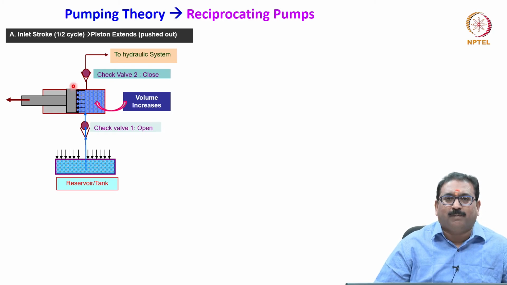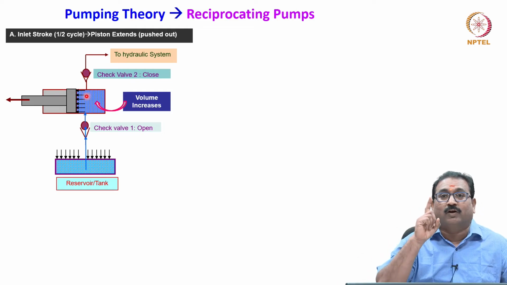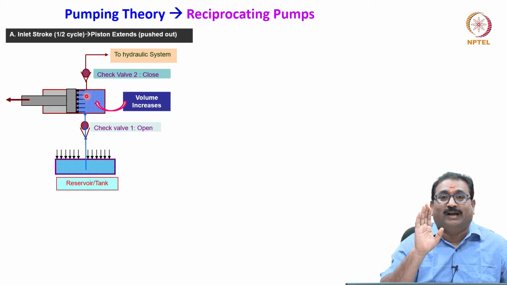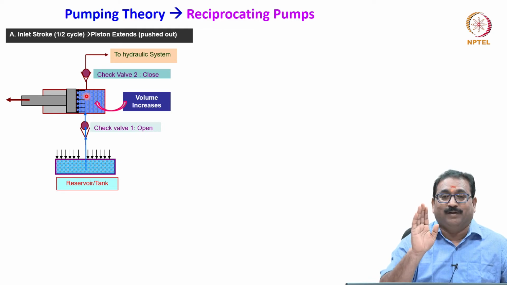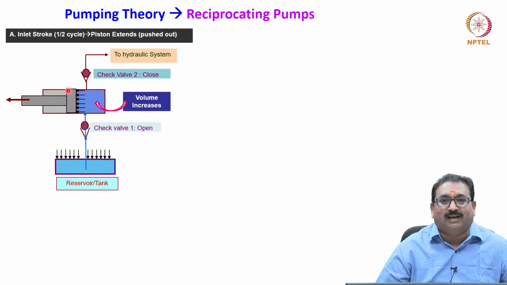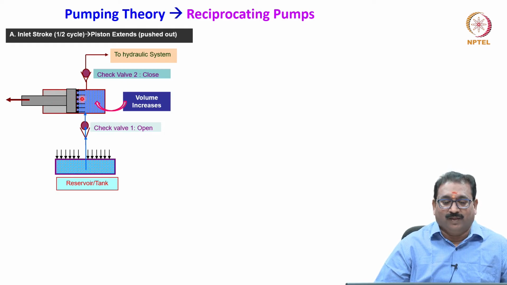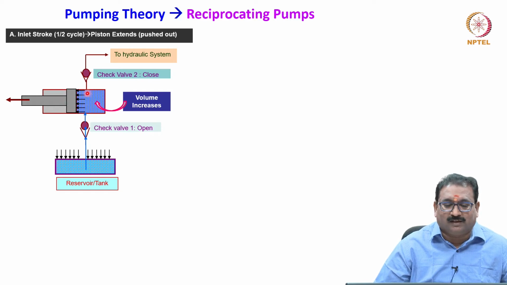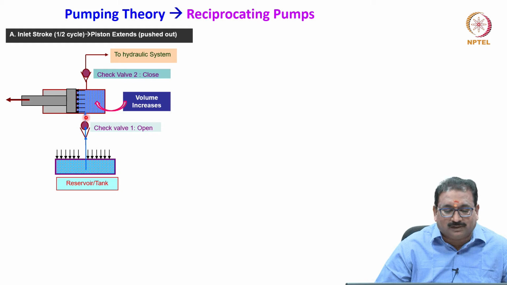If there is a large gap, then air will pass from here to here, and vacuum will not be created. Then it is not called a hydrostatic pump. The very important thing is that there is a very minimal clearance between the piston and the cylinder. Then when it sucks, at that moment the vacuum will be created here.